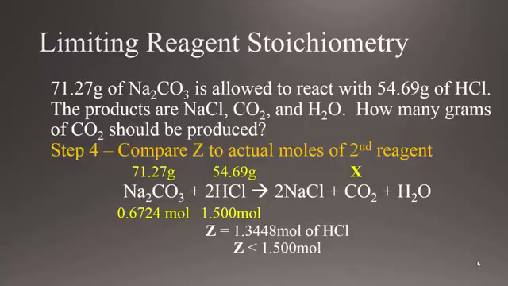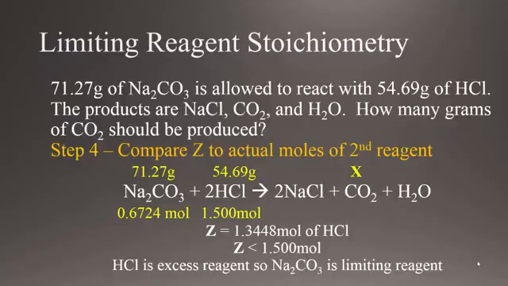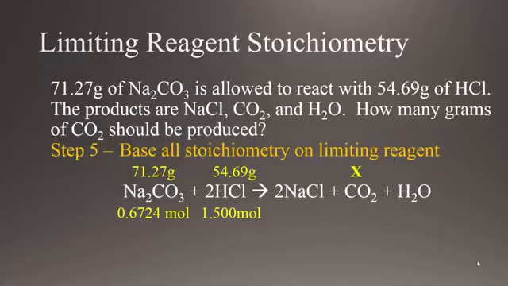It's obvious that Z is less than 1.500, so that means the hydrochloric acid is the excess reagent. Therefore, the sodium carbonate is the limiting reagent. And note, the sodium carbonate weighs more than the hydrochloric acid, but the limiting reagent is not based on mass. So now we're going to go to step 5, because the real question is how many grams of carbon dioxide do I need if I have this much sodium carbonate.